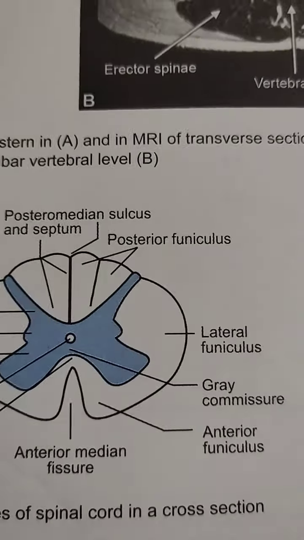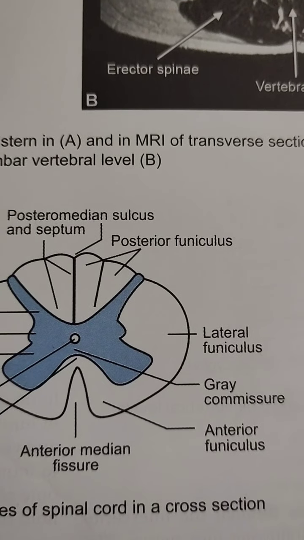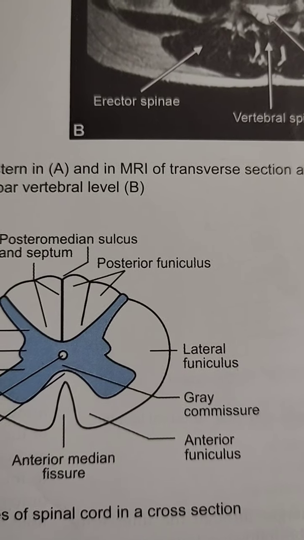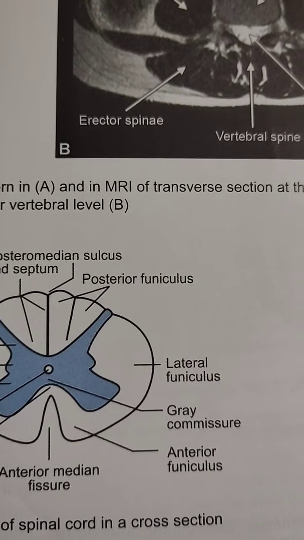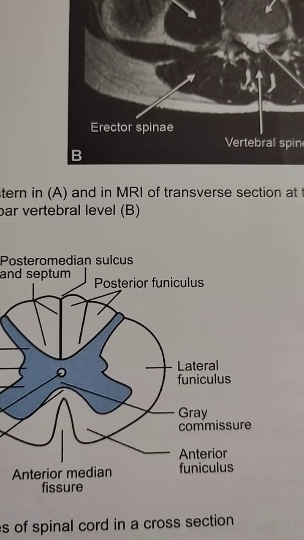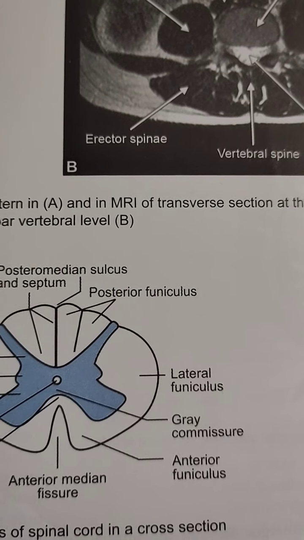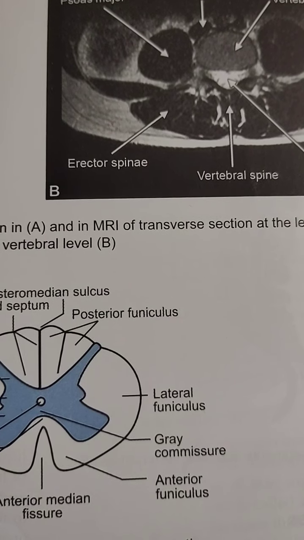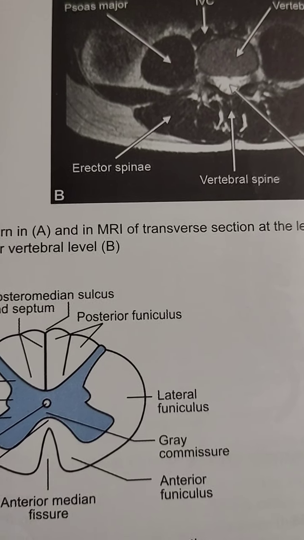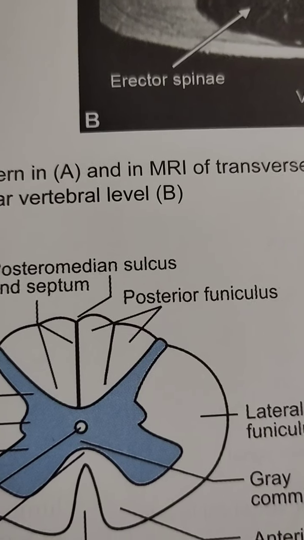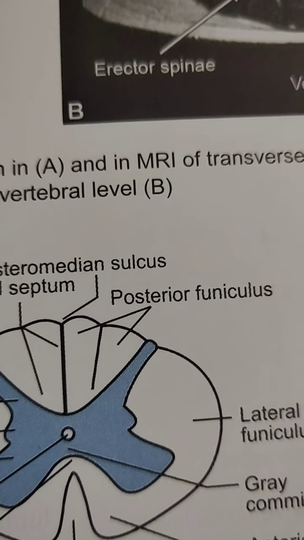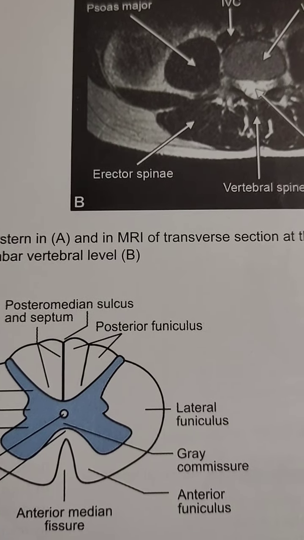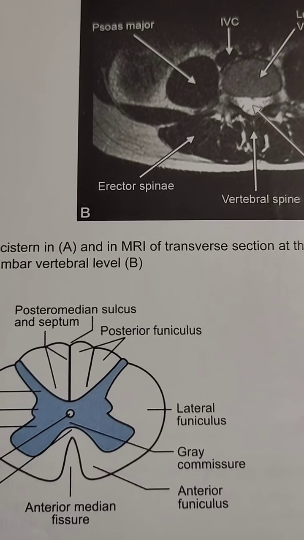Coming to the white matter, it is divided into three parts: anterior funiculus, lateral funiculus and posterior funiculus. Between the anterior median fissure and the gray column, you can see the anterior funiculus. Between the gray column and the posterior column, we can see the lateral funiculus. And between the posterior median septum and the posterior column, you can see the posterior funiculus.